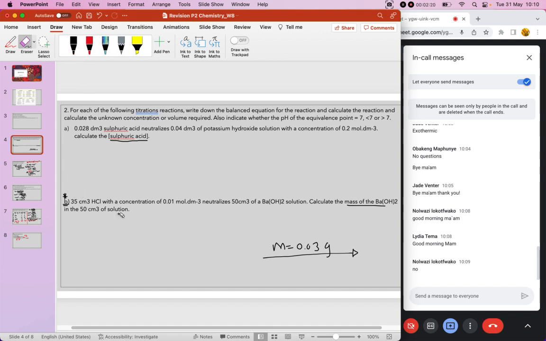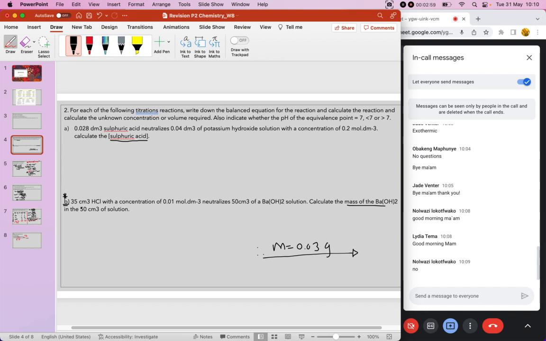I will say to everyone, you can take a picture, you can write it down. For B, I want you guys to try it: use the titration equation and calculate the mass of the base in this question. The answer you're supposed to get is a mass equal to 0.03 grams. If you don't get the correct answer, you can let me know and I can see your workings and guide you from there. So this is a little homework or a practice question for you guys.